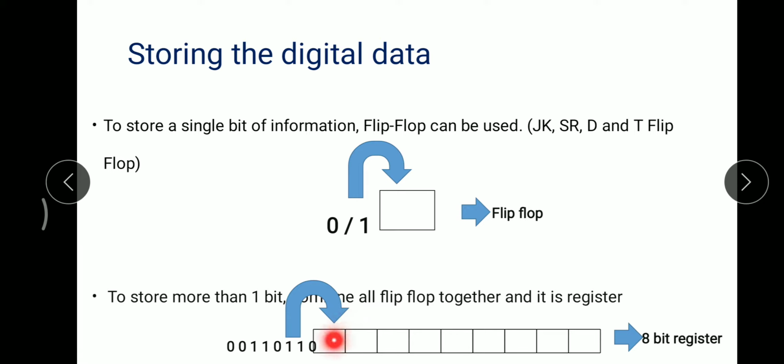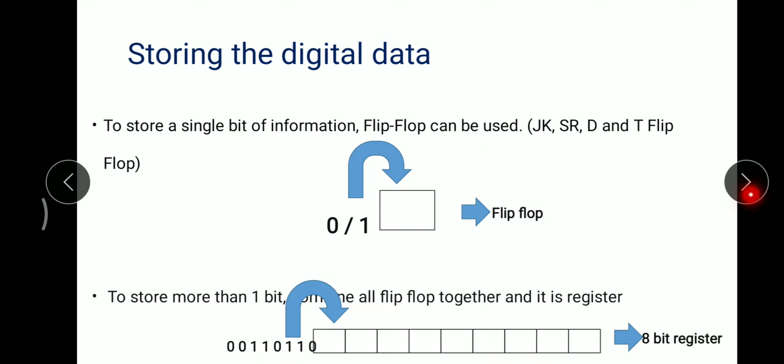A group of flip-flops makes one register. So if you want to store more than one bit of information, say for example 8 bits of information, you need an 8-bit register. So for storing a single bit, you need a flip-flop. For storing multiple bits, you need a register.